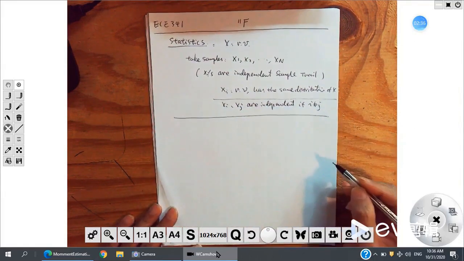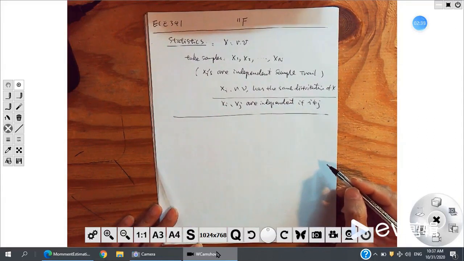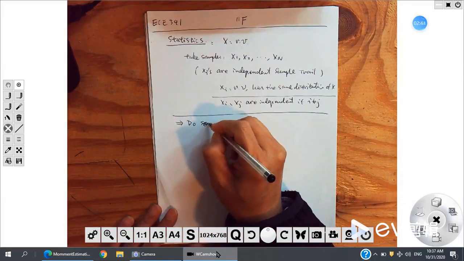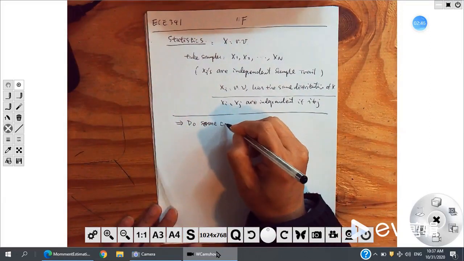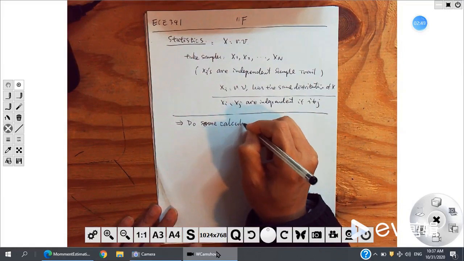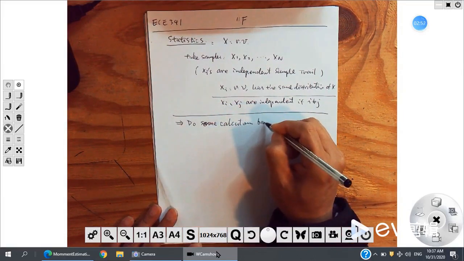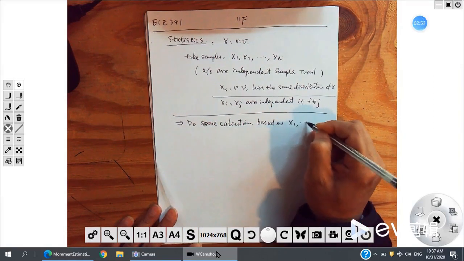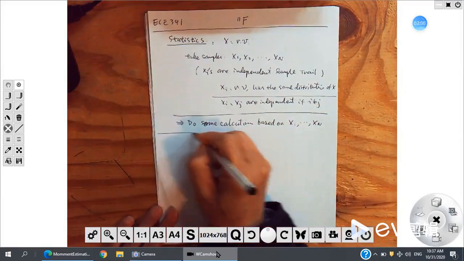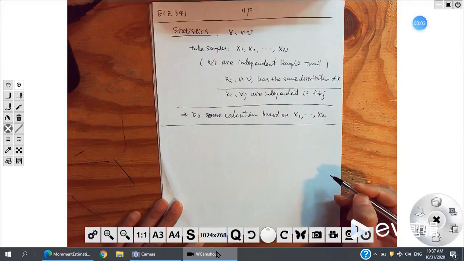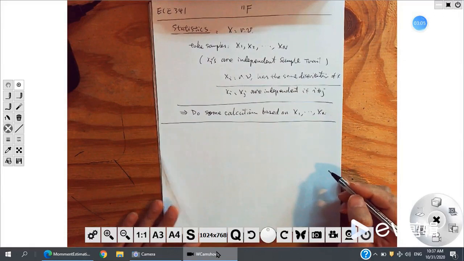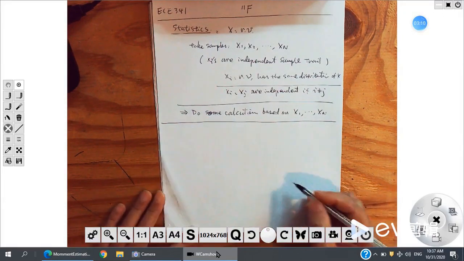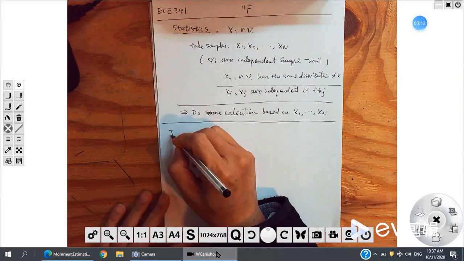Alright, so suppose we have these. Then do some work, some calculation based on those samples x1 to xn. So this is statistics. Okay, then let's start the first problem for the statistics. So we say this is the point estimation.